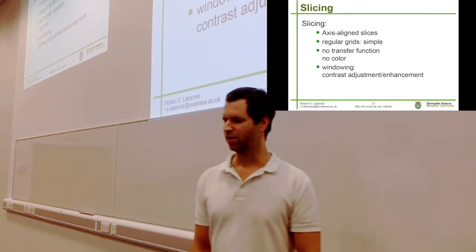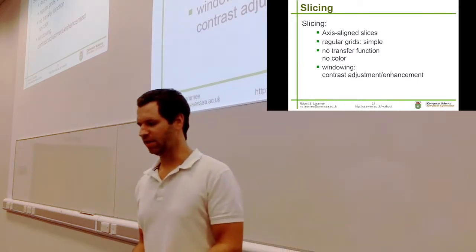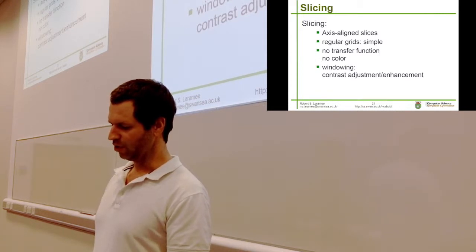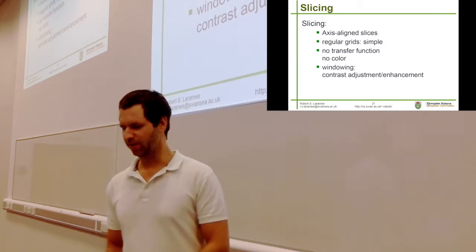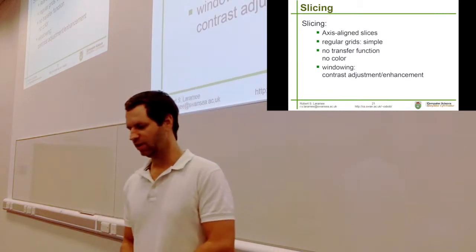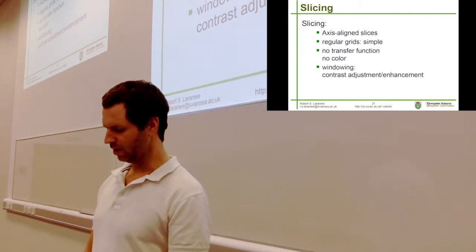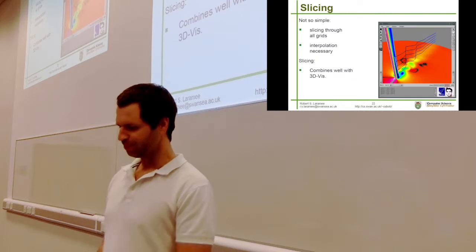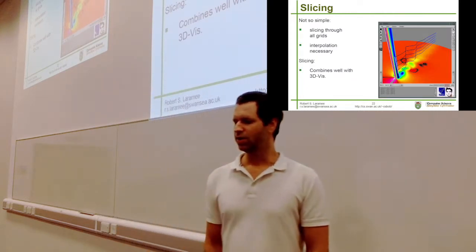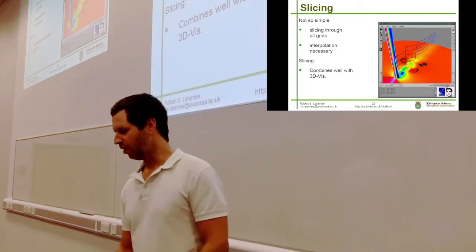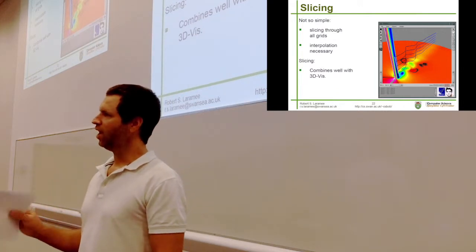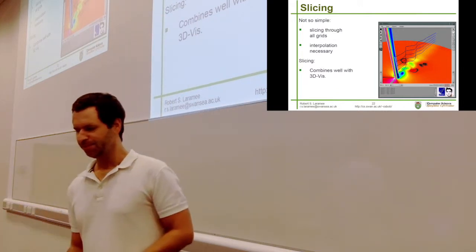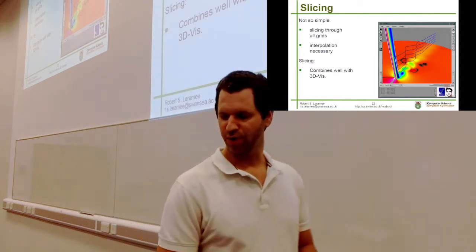The data can be sampled on regular grids. No transfer function, no color is necessary, and we can use windowing or color contrast enhancement. Slicing through arbitrary grids and at arbitrary angles is not as easy, and it requires more interpolation.